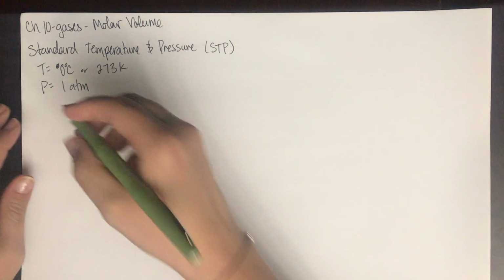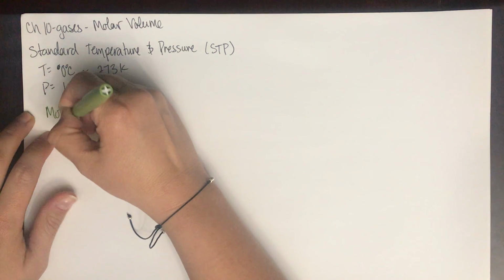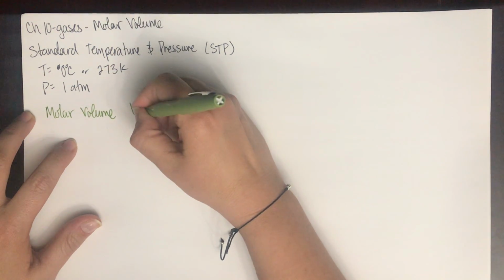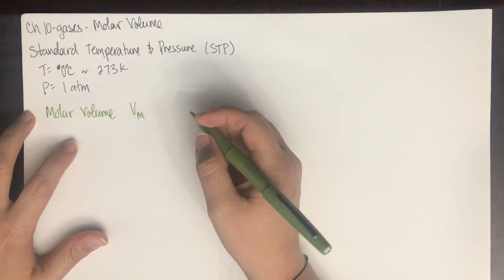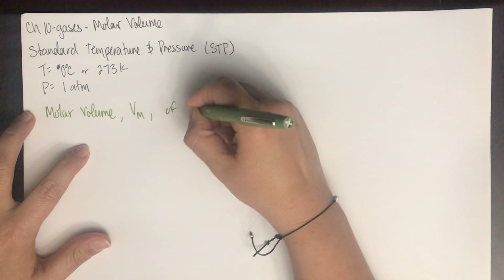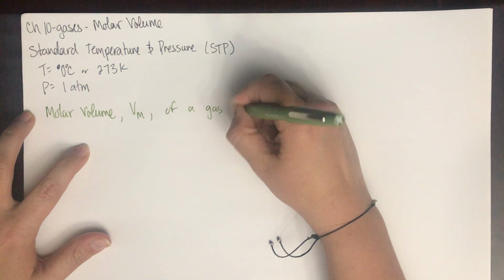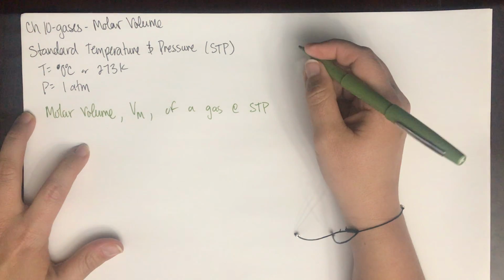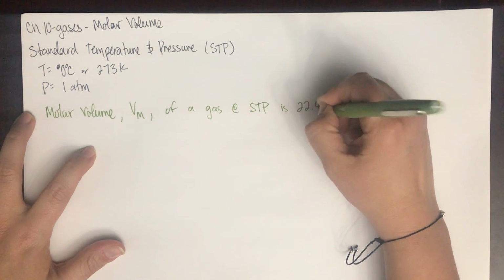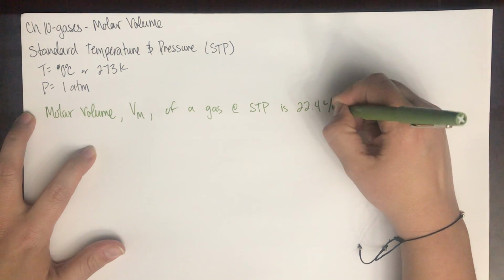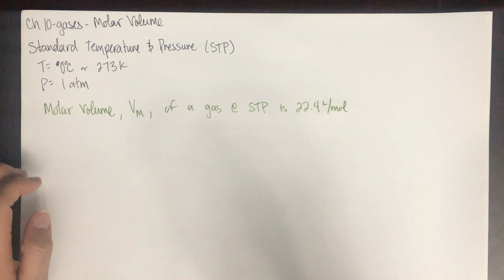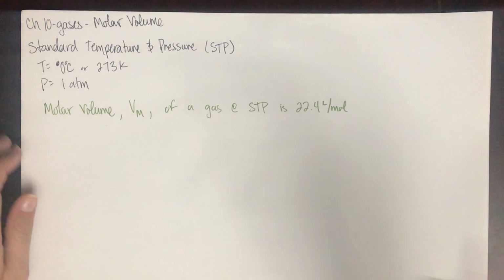Molar volume is abbreviated V sub m. The molar volume of a gas at standard temperature and pressure, at STP, is 22.4 liters per mole. This is for all gases. So I'm going to write this out.